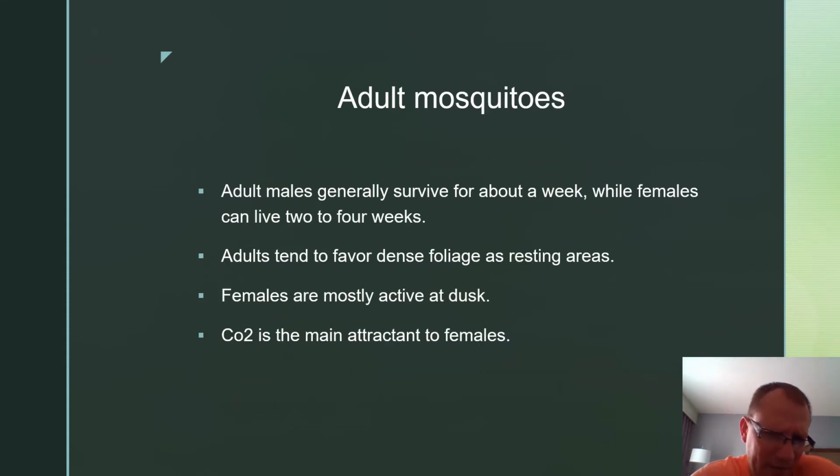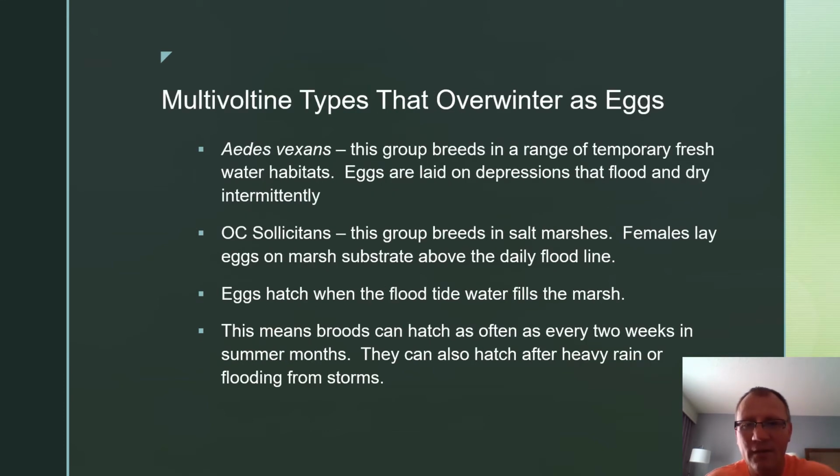Looking at adult mosquitoes, males generally survive for about a week, while females can live up to 4 weeks. Adults tend to favor dense foliage as resting areas. Females are most active at dark, and CO2 is the main attractant to females.